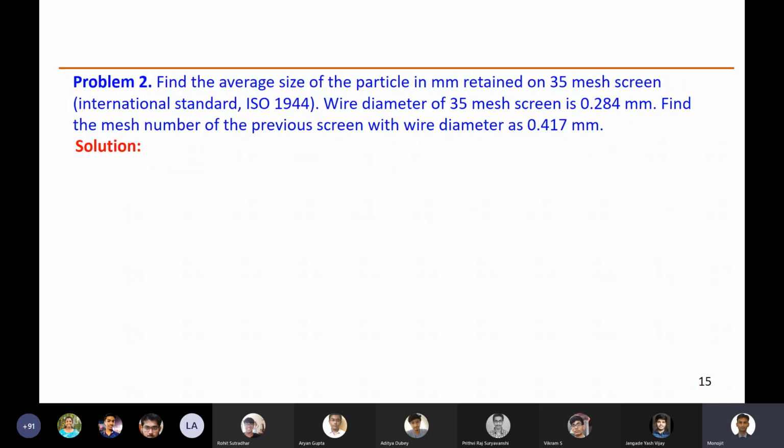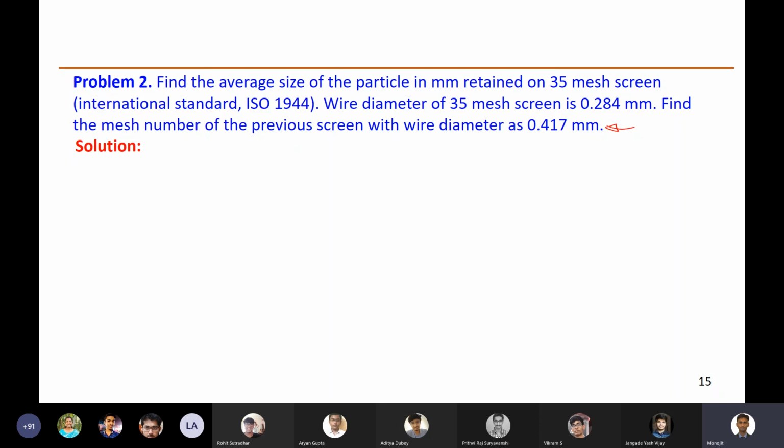So what this problem says, we have to find the average size of particle in millimeter retained on a 35 mesh screen. The standard of the mesh screen is given, international standard. Wire diameter of 35 mesh screen is given as 0.284 millimeter. So what we have to find? We have to find the mesh number of the previous screen, whose wire diameter is given as this.